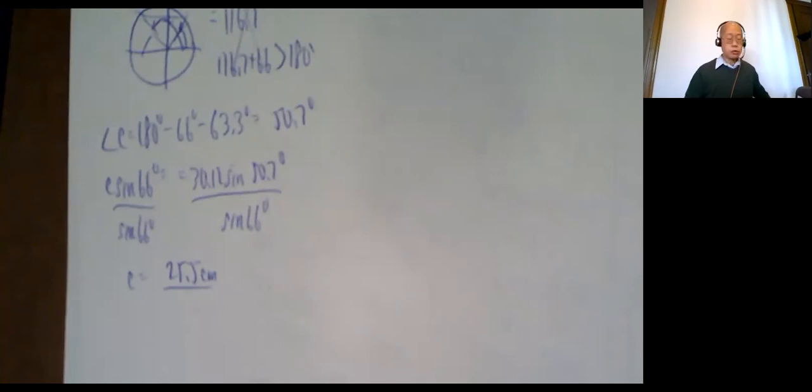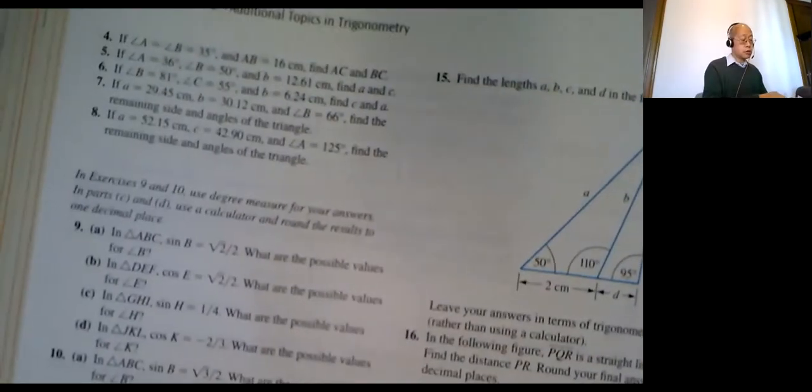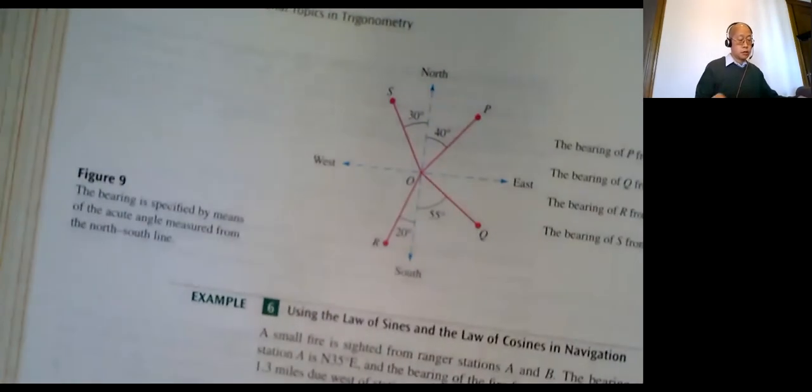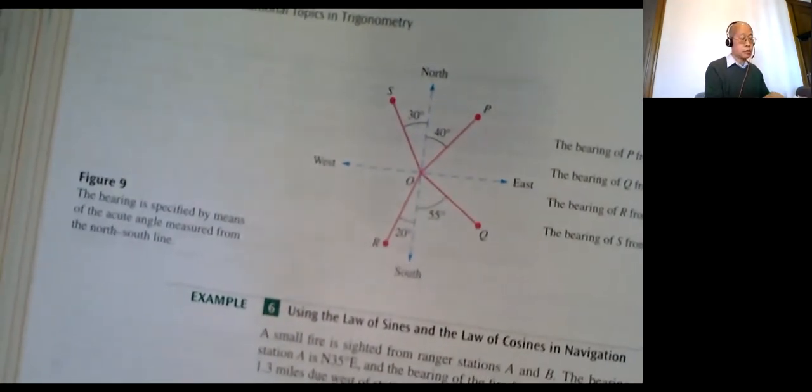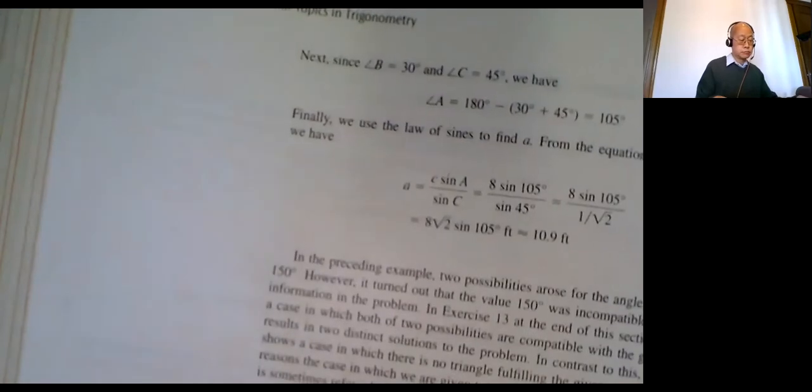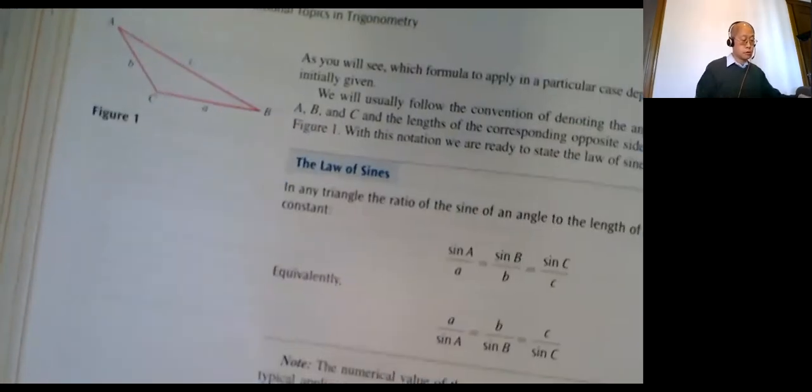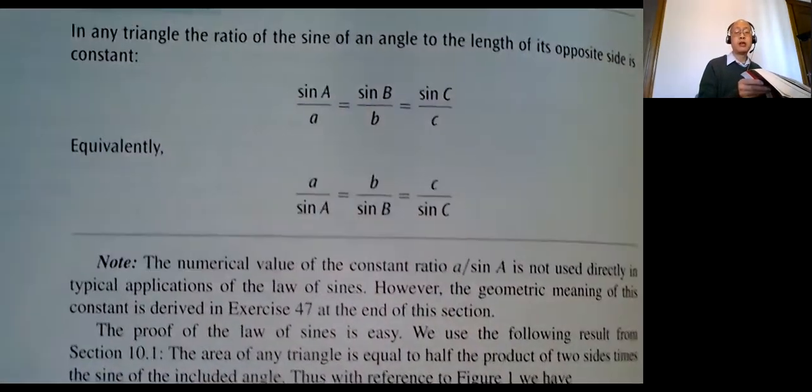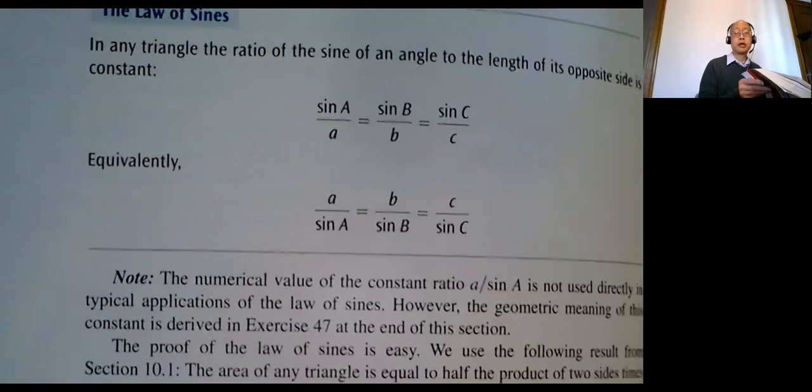Okay, folks, we're going to pick up where we left off. So we're doing the law of sines. I'll do some more law of sines and sneak in some of the law of cosines. So law of sines, page 682. Sine A over A equals sine B over B equals sine C over C.